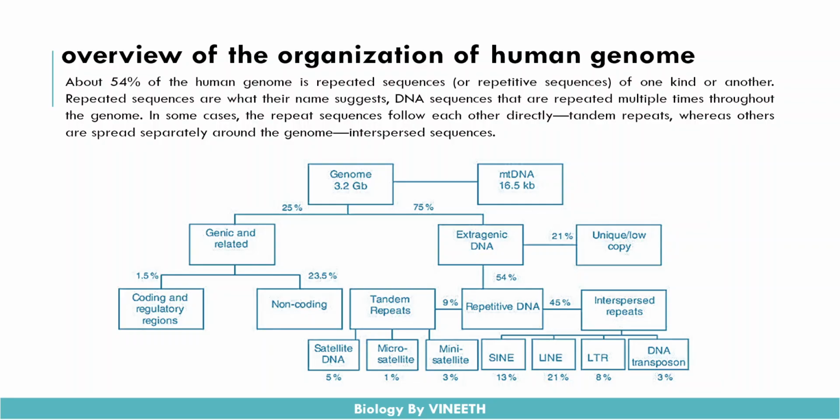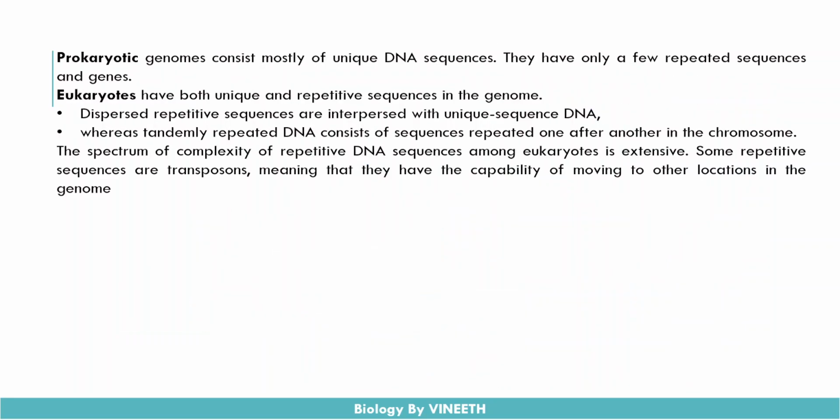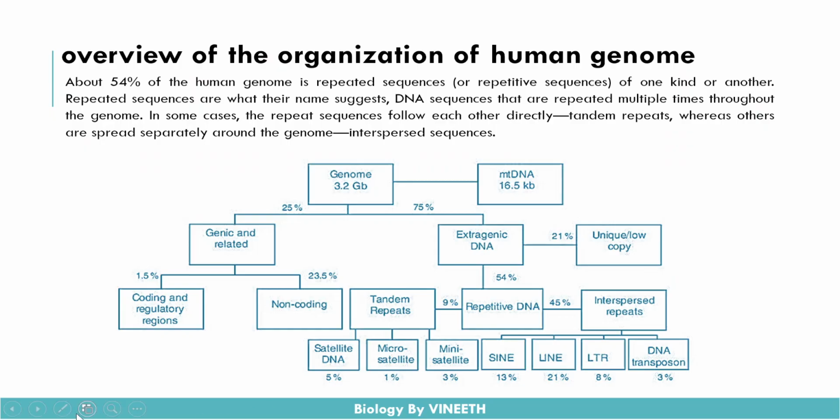So we only have unique or low copy sequences, which are majorly genes. We also have coding and regulatory regions which code for genes, which also code for proteins. These unique and low copy DNA sequences code for the proteins, and these coding and regulatory regions also code for the RNAs which further code for the proteins. So this is the overview of the organization of the human genome.